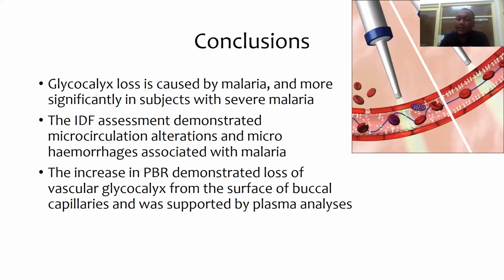So in conclusion, you can say that glycocalyx loss is associated with malaria, meaning that the layer which covers the endothelial lining is eroded in severe malaria. Also, the images demonstrated that microcirculation is lost by the formation of hemorrhages, meaning the glycocalyx is lost, then microcirculation alteration appears. Also, the increase in PBR demonstrated loss of vascular glycocalyx from the buccal capillaries. There was a correlation between what we saw in the videos and what we saw in the plasma analysis.